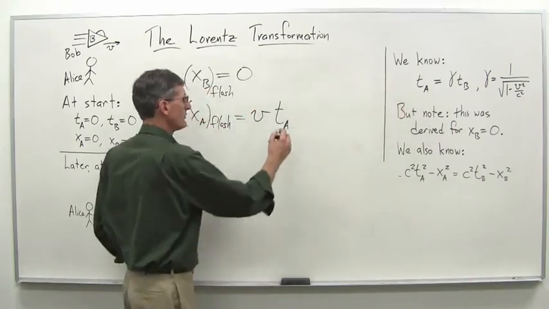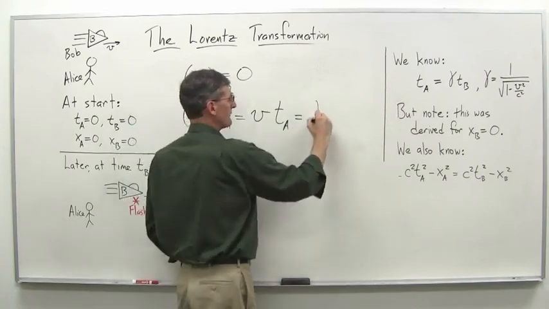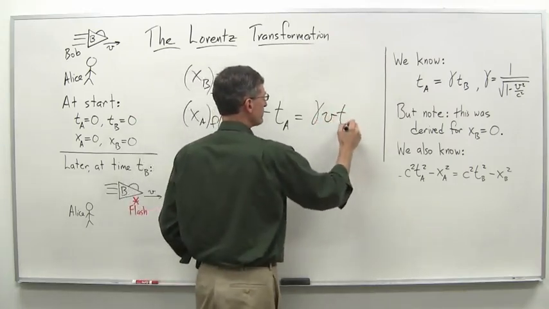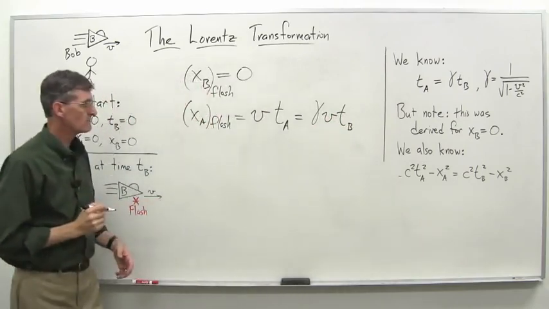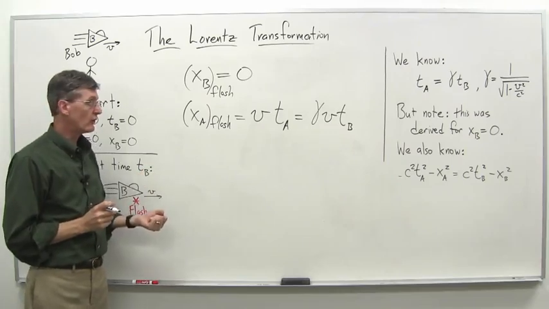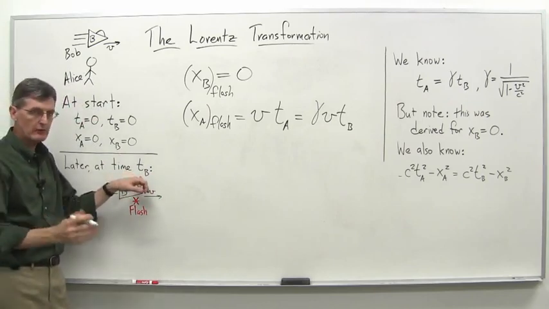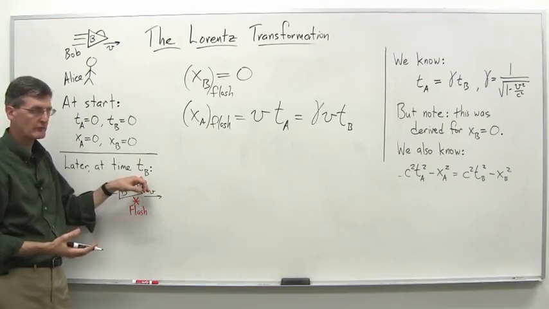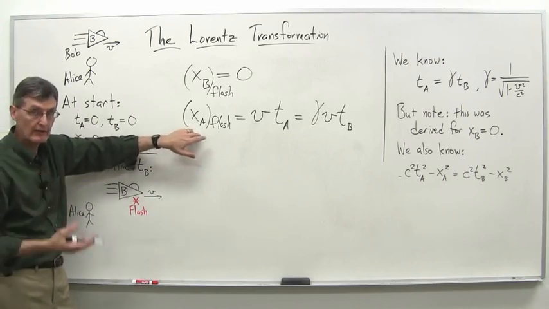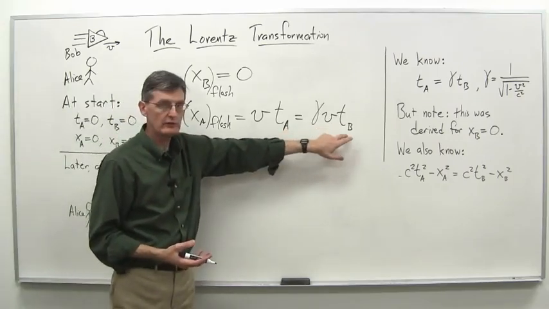t_a equals gamma t_b, so this is going to equal gamma v t_b. I'll put the gamma in front, because we often like to write the gammas in front. Okay, that gives us some good information. Therefore, if the flash of light occurs at x_b equals 0 at some time t_b, so Bob records some time t_b on his clocks, then I can find the x coordinate in Alice's frame of reference for that flash: it is just gamma times v times t_b.